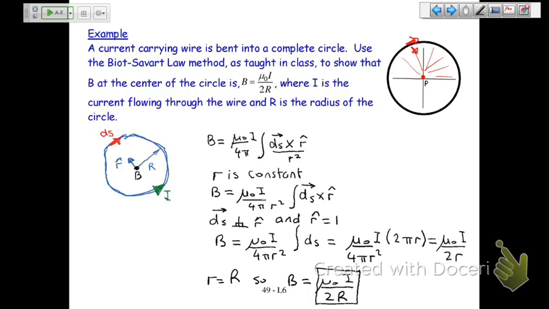A current carrying wire is bent in a complete circle. Use the Biot-Savart method taught in class to prove this. I wouldn't ask you to prove it, I'd ask you for a value of it. I is the current flowing through the wire and R is the radius.